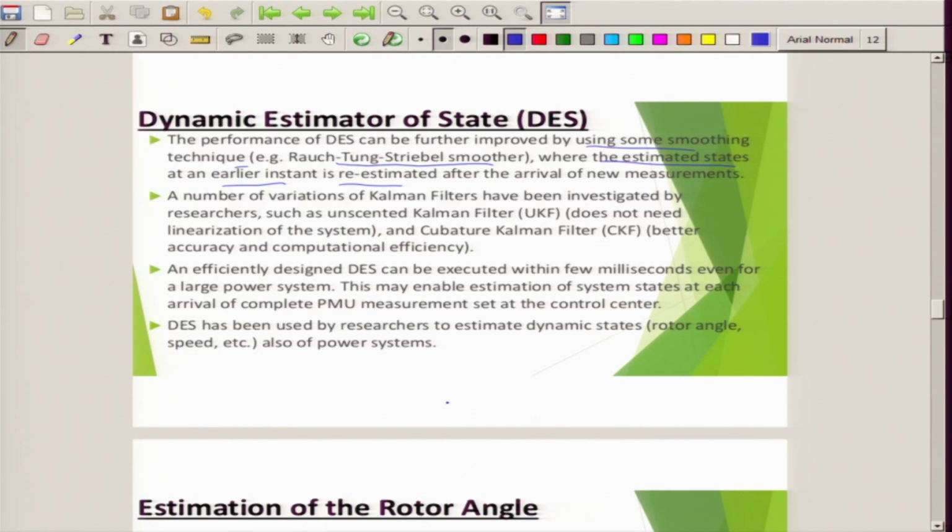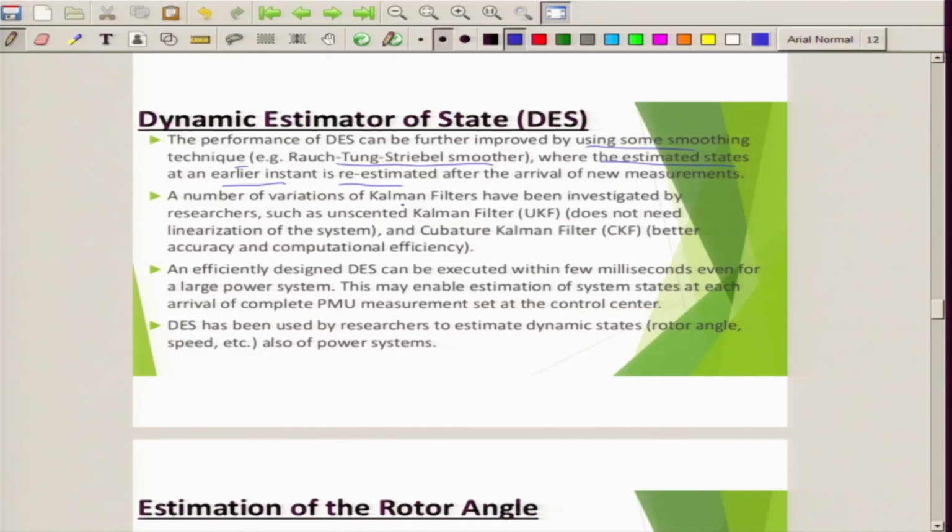You had earlier some estimation of states. Now, when there are new measurements, then you re-estimate it. A number of variations of Kalman filters have been investigated by researchers, such as the unscented Kalman filter, some upgradation, some evolution with respect to the conventional Kalman filter. So, here the unscented Kalman filter may not need linearization of the system.